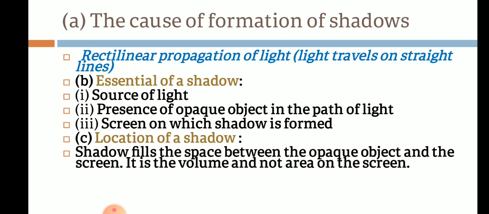And then there are the essentials of shadow. What are the prerequisites, or in which conditions is a shadow formed? It is necessary for the formation of shadows that there should be light, that is a source of light, and presence of an opaque object in the path of that light source, and third one is a screen on which the shadow is formed. These three things are essential for the formation of a shadow.